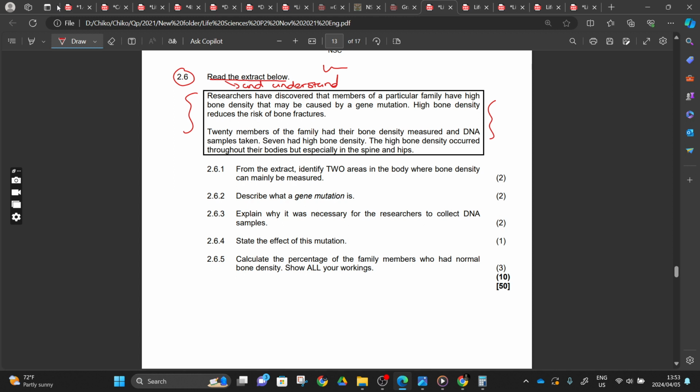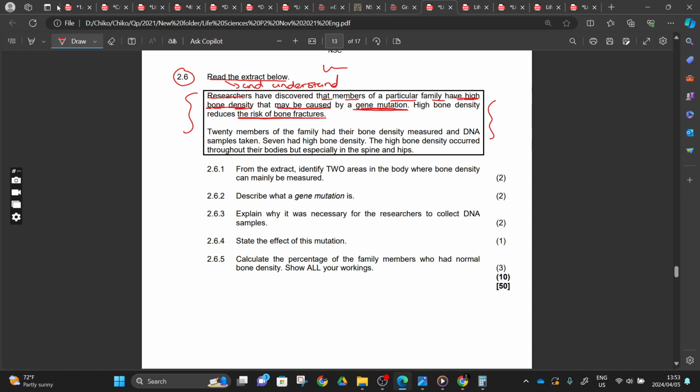Researchers have discovered that members of a particular family have high bone density that may be caused by a gene mutation, right? So they are just thinking it may be caused by a gene mutation, since some of these family members have high bone density, right? And then high bone density reduces the risk of bone fracture. It means that this mutation will be a useful mutation. It will be useful, right?